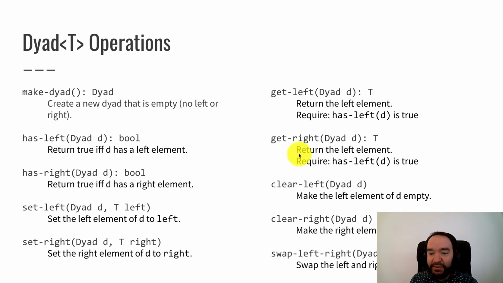The same thing happens with get right, and there's a clear left operation that makes the left empty and a clear right operation that makes the right element empty. Finally, there's swap left and right. That takes a dyad and it exchanges the roles of left and right. So left becomes right and vice versa.